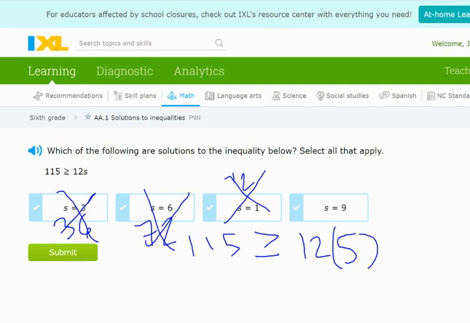I'm doing this wrong because everything I did is I was looking for something more than 115. But if you look here, 115 is the biggest number in this list. So this actually means that all of these are correct.